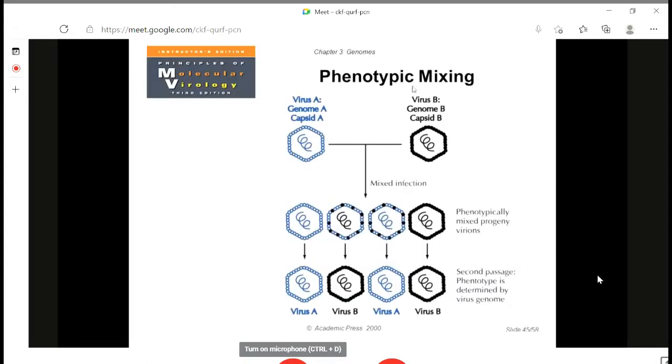Then there is a phenomenon called phenotypic mixing. This is again a very unique thing that we could see among the viruses, not seen in other organisms. So two related viruses, say virus A and virus B, with some colored diagram, it has been showing the genome blue, capsid blue, genome black, capsid black.